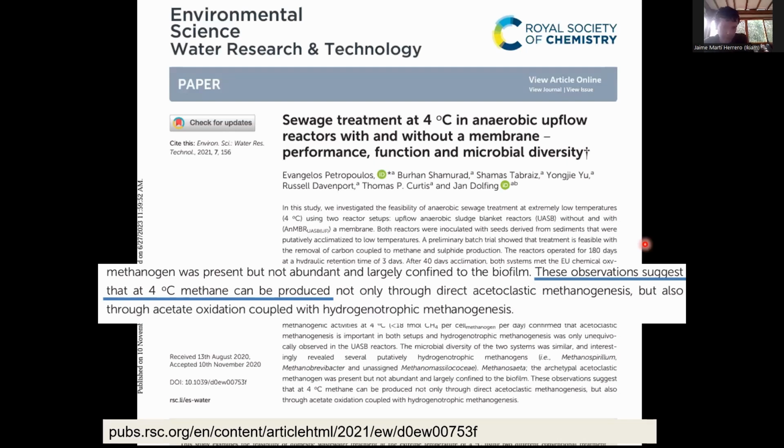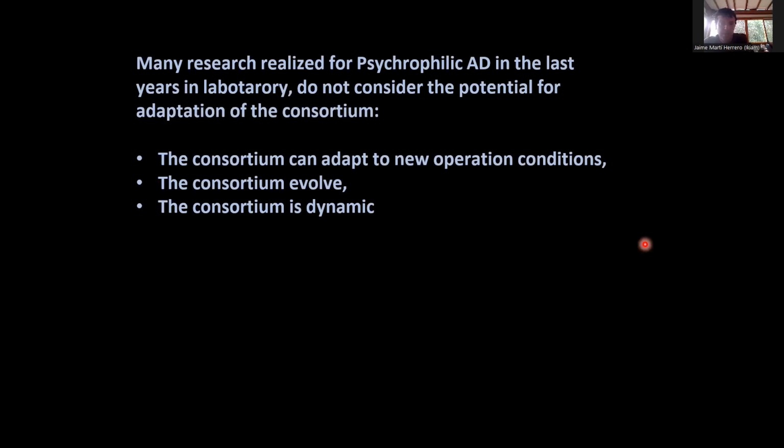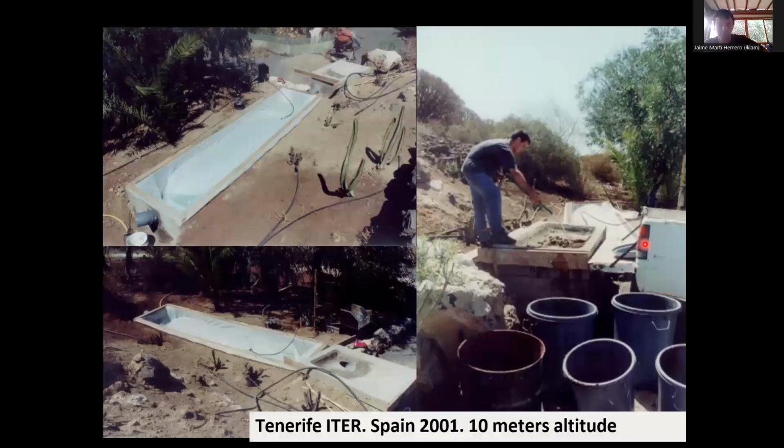Here we have a paper, for example, that they are talking about that we can work even at 4 degrees Celsius to produce methane. So at the end, what we need to know is that the consortium can be adapted to the new operation conditions. You can take inoculum from a digester that is working in hot temperature and take it to a cold climate, but it's going to take time to evolve and adapt to the new conditions. So we have to trust these consortiums and give them time to adapt.